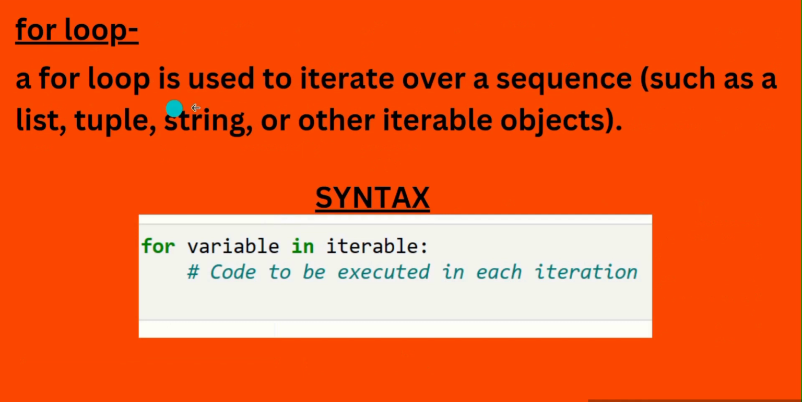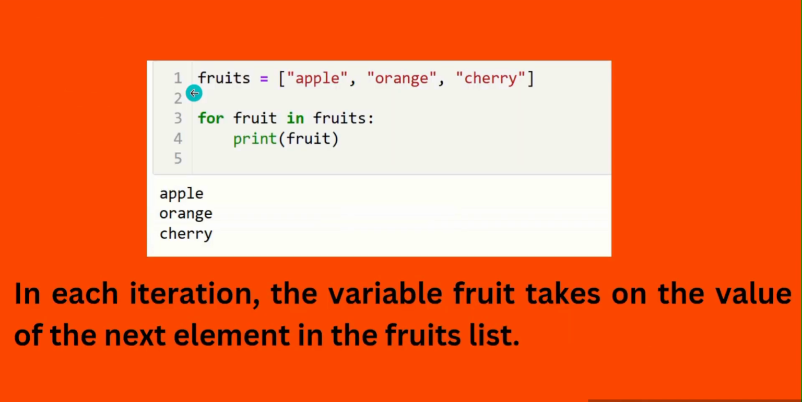For loop. A for loop is used to iterate over a sequence, that is list, tuple, string, etc. Here is the syntax: for variable in iterable colon, and the code to be executed in each iteration will come here. Remember, for and in will be in lowercase. Let us look into an example for better understanding.